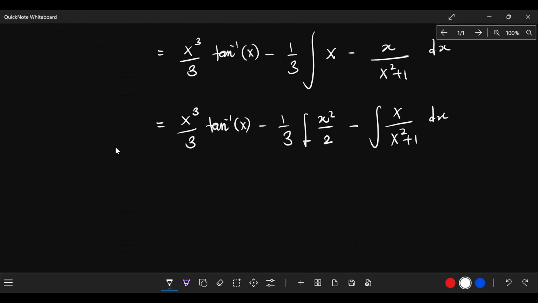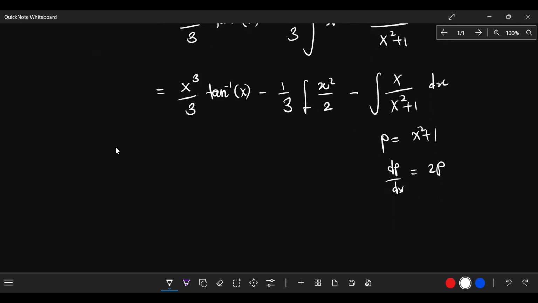Let p equal x squared plus 1. Every time you let something equal something in integration, you also have to take the derivative of that. So dp dx is equal to 2p. Remember that we are changing this from x to p, so everything has to be in terms of p, even the x has to be substituted with its counterpart.